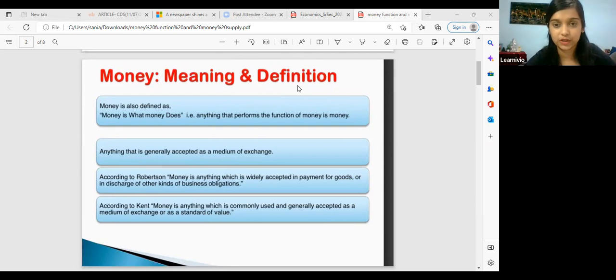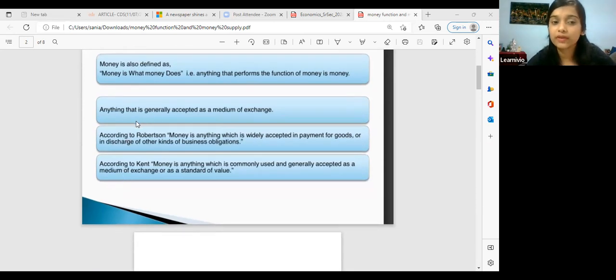Now we'll come to definition. If someone asks you what is the definition, then there are two authors. One is Robertson and one is Kent. According to Robertson, money is anything which is widely accepted in payment for good. Good is basically a product. This is not that good which you get in your notebook. This good means product.